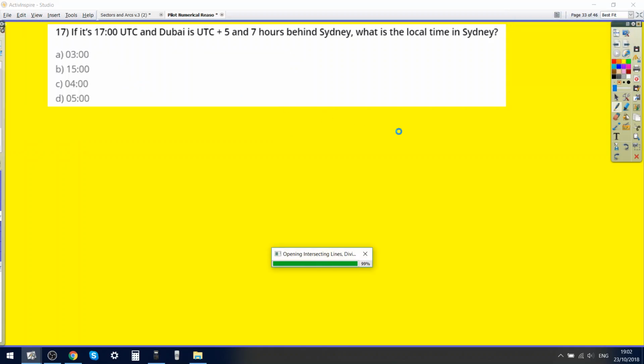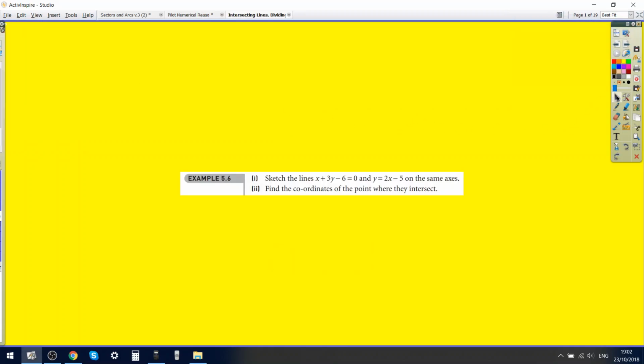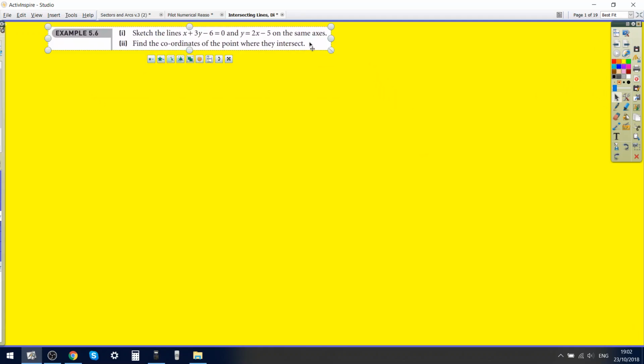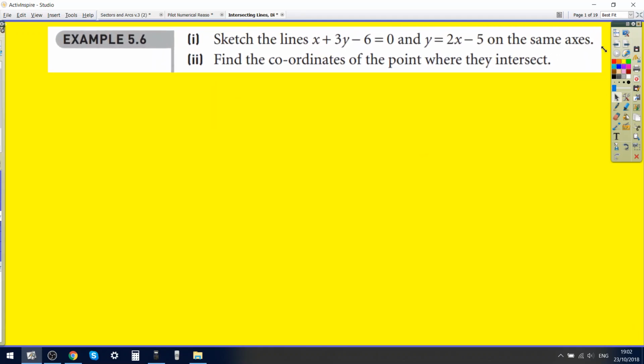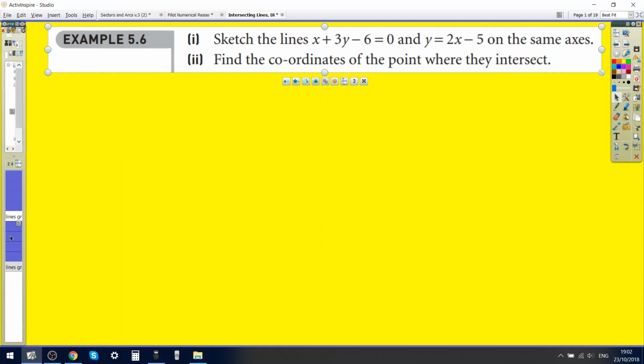There it is. So it was intersecting lines next, I believe. Any idea how you would do these?